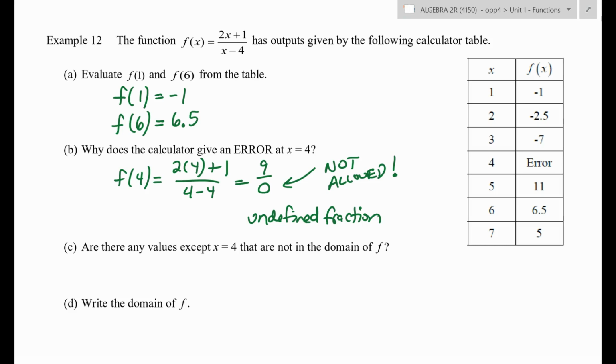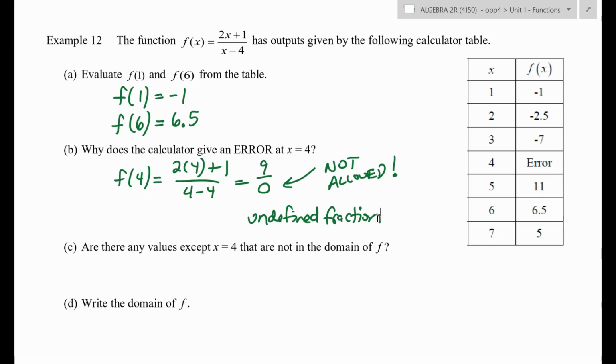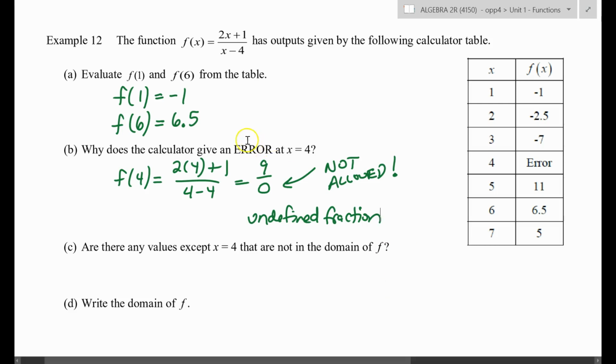Are there any values except for 4 that are not in the domain? Well, guys, as of right now, the only thing that makes something not work is when I have 0 in the bottom of a fraction, right? The only thing I can plug in to get 0 in the bottom of this fraction is 4. So everything else must be in the domain.